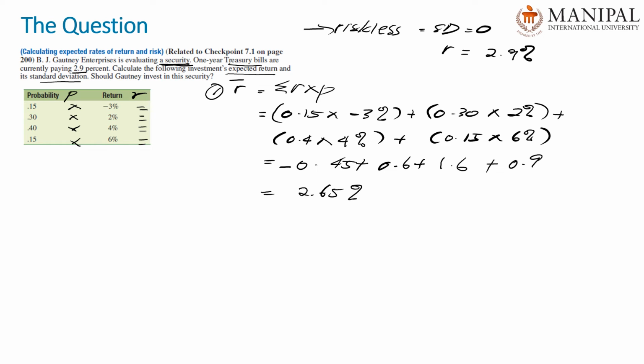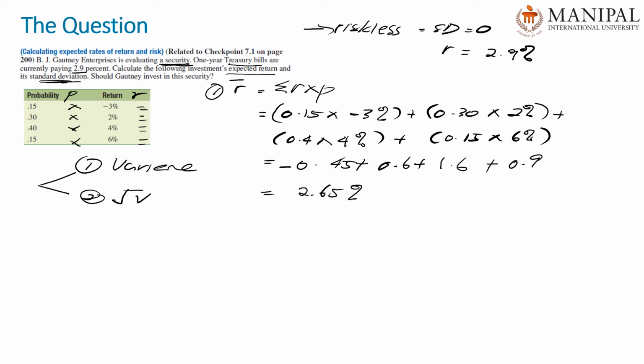Now the second step is we want to calculate standard deviation. So how do we calculate standard deviation? There are two steps. The first step is for us to calculate variance, and the second one is to square root the variance to get standard deviation. Now let's do the first step.